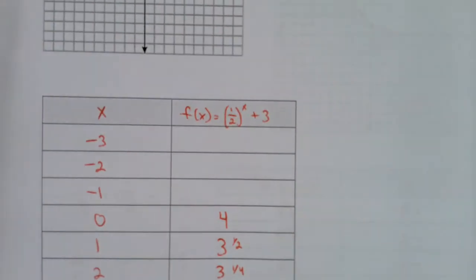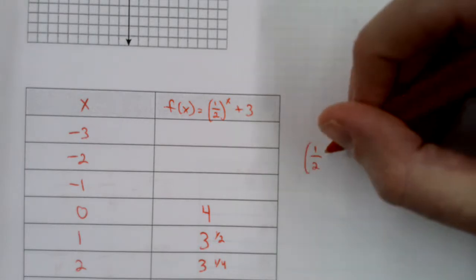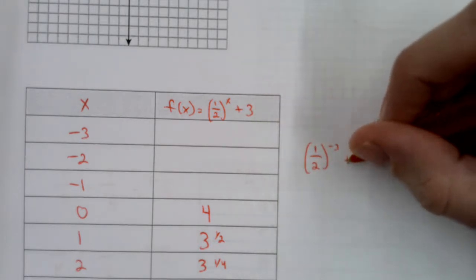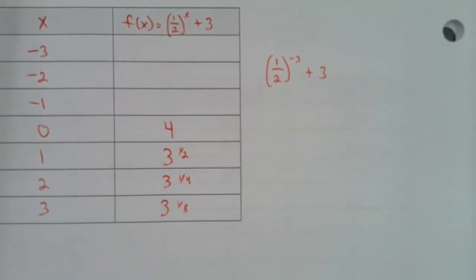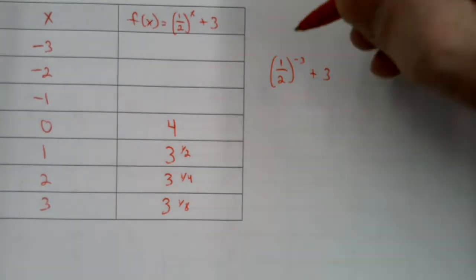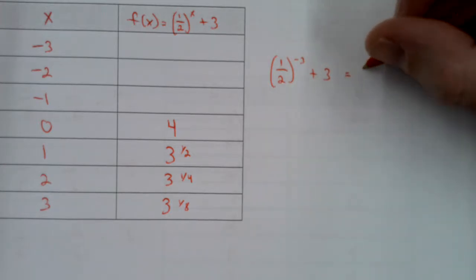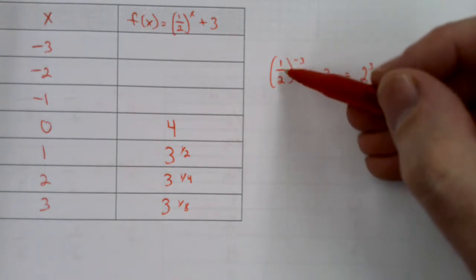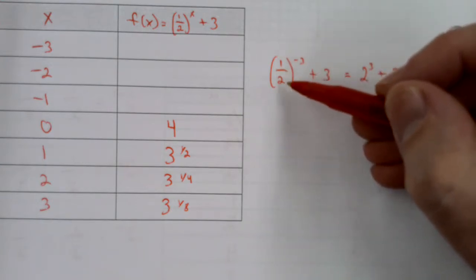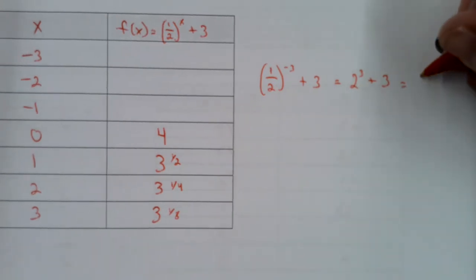Now let's take care of the pesky negatives. When x is -3, we have 1/2 to the -3 power plus 3. That's the same as 2 cubed plus 3, because you take the reciprocal, 2 to the positive 3 power. So that's 8 plus 3, which equals 11.